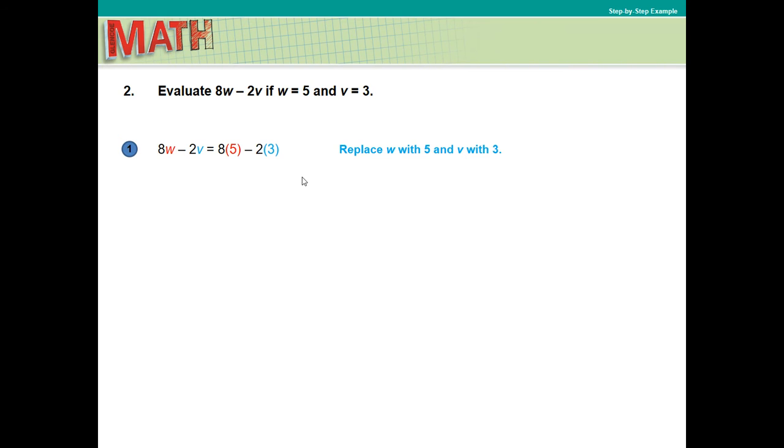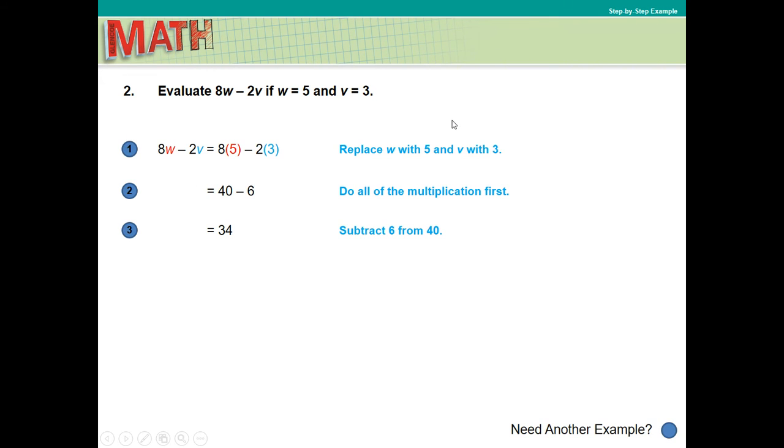Okay, so now you have multiply, subtract, and multiply. The order of operations says we're going to multiply both 8 times 5 and 2 times 3, and then we're going to subtract. 8 times 5 is 40, 2 times 3 is 6. And then we subtract, we get 34. So you need to know your order of operations. You need to know how to plug these numbers in, and then you just solve.